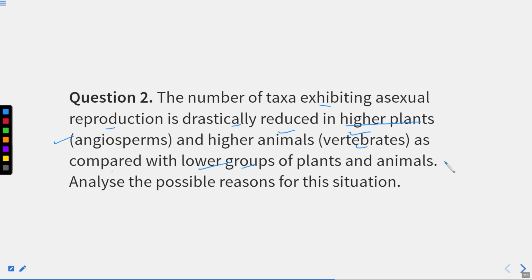Okay, so here they are saying that in the lower group of plants and animals, mostly asexual reproduction takes place. And in higher plants, usually sexual reproduction takes place. So you already know the higher plants. If we talk about the higher plants, they have complex organization. They are quite complex and they have separate reproductive structures. Whereas the lower organisms, if we talk about the lower groups, they have simple organization. And because of this simple organization, asexual reproduction is favored in lower plants.